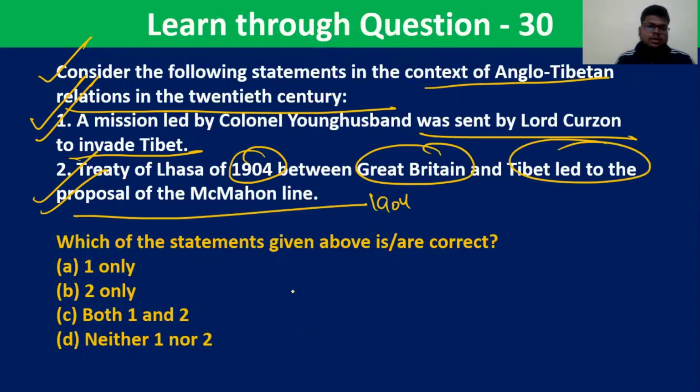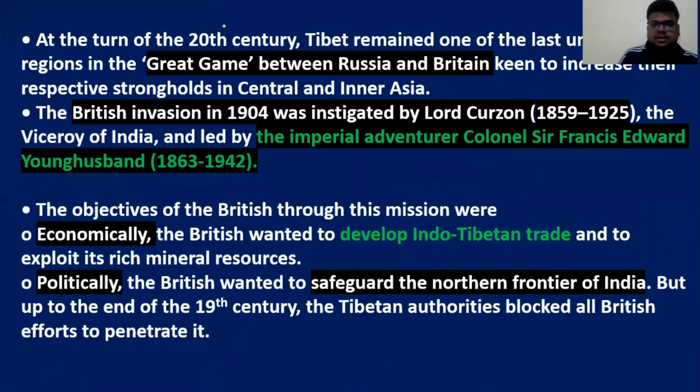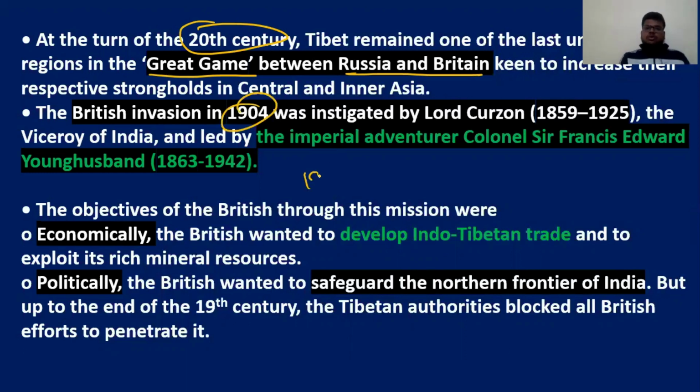Now, the first statement is right, obviously. Let us see. At the turn of the 20th century, Tibet remained one of the last uncontrolled regions in the Great Game between Russia and Britain, because by then everything else had been conquered: Punjab, Afghanistan, and Sindh. The British invasion in 1904 was instigated by Lord Curzon, under Francis Edward Younghusband.